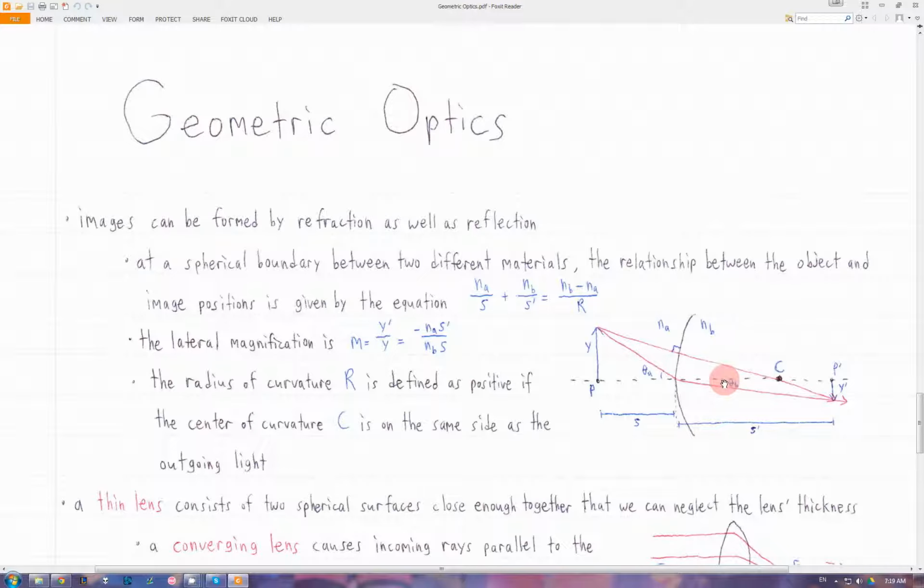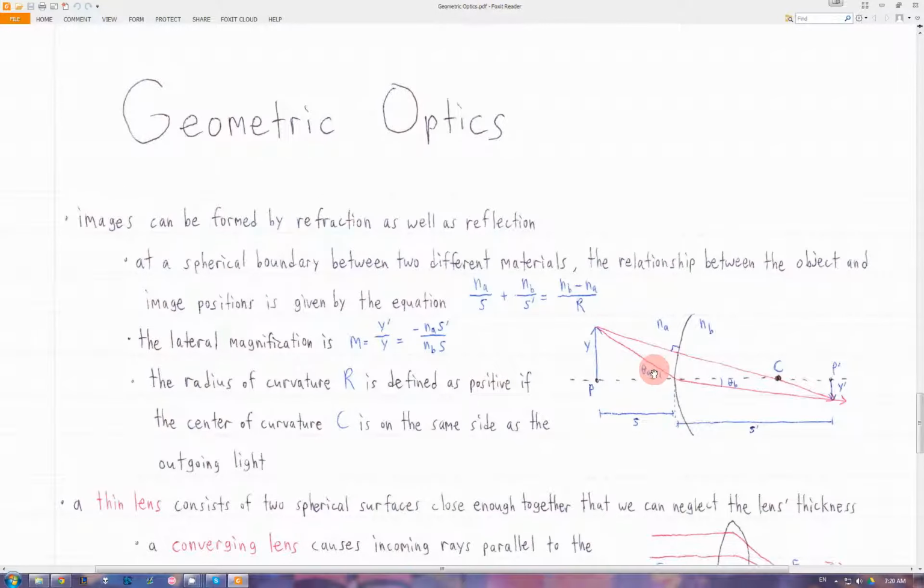And we're going to look at refraction at a spherical boundary, which just means the boundary, instead of a flat line, is going to be curved like a circle. And so again, like a mirror, we have a center of curvature and a radius of curvature. So here you can see two example rays that come from this object.